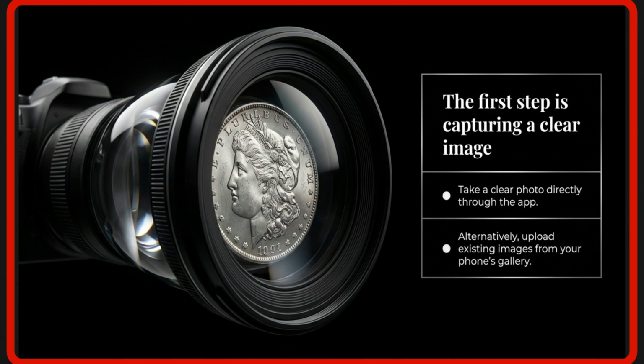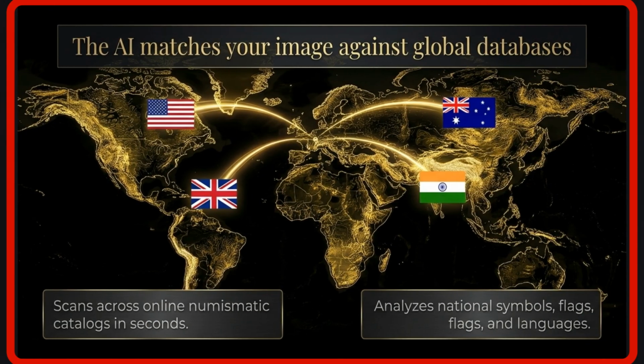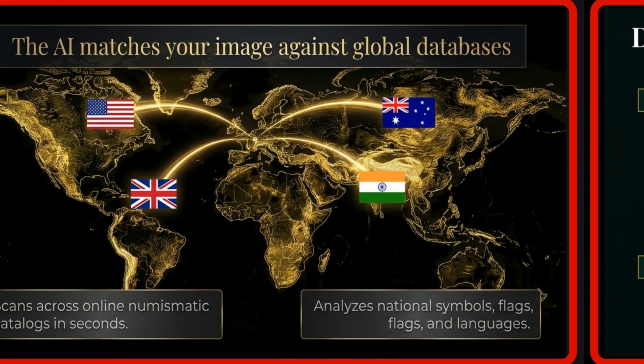The first step is capturing a clear image. You can take a clear photo directly through the app or upload existing images from your phone's gallery. The AI matches your image against global databases. It scans across online numismatic catalogs in seconds and analyzes national symbols, flags, and languages.